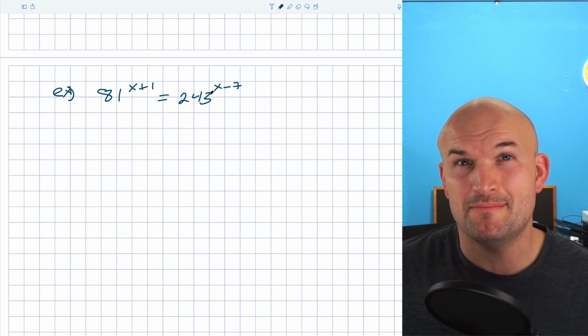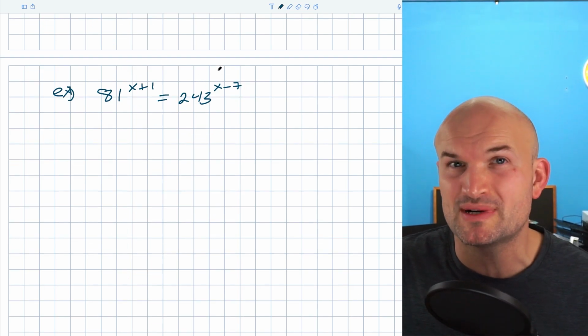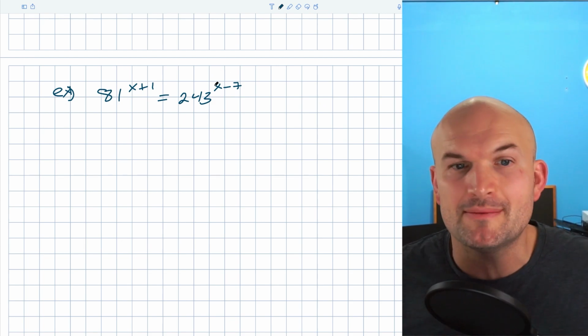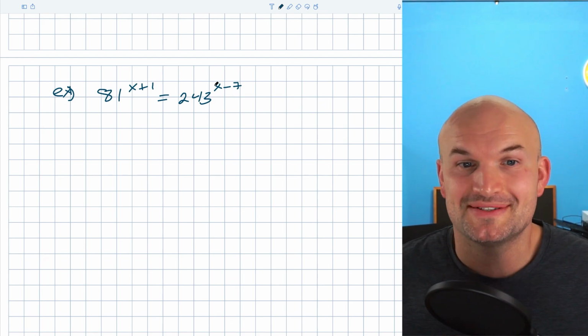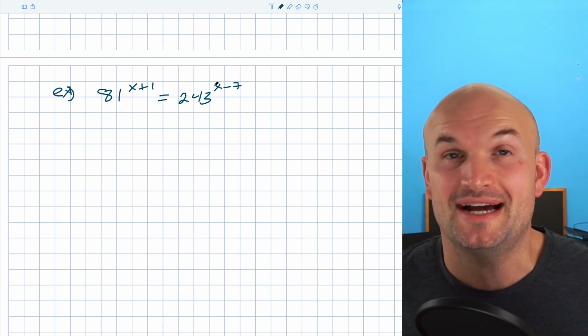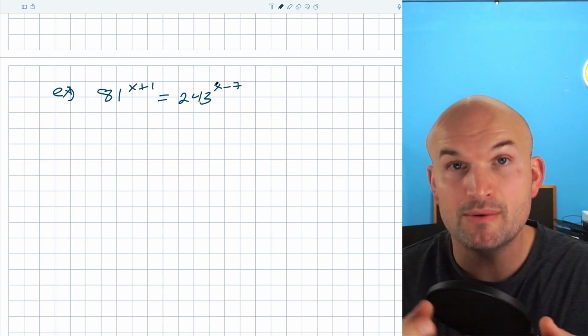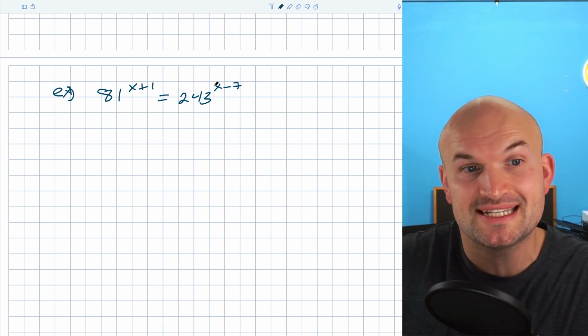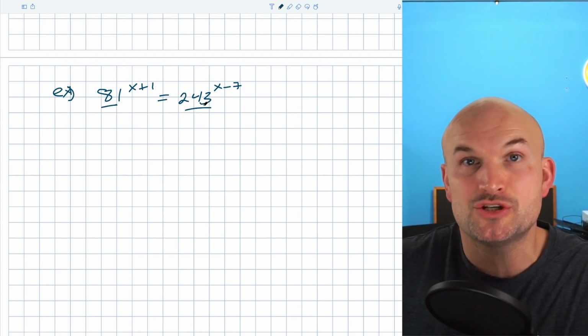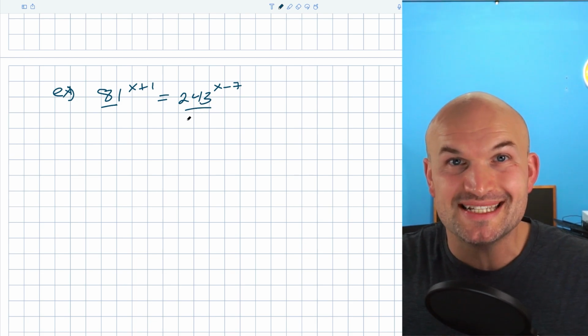An example like this, it might not be obvious at all to look for 3 as the base. So again, what we want to think about is that the bases are not exactly the same. So therefore, in this example, right now, we are kind of stuck. We want to get the bases to be the same. Another way to think about that is we want a number raised to another number that's going to equal 81 as well as 243. That number that's being raised has to be the same.